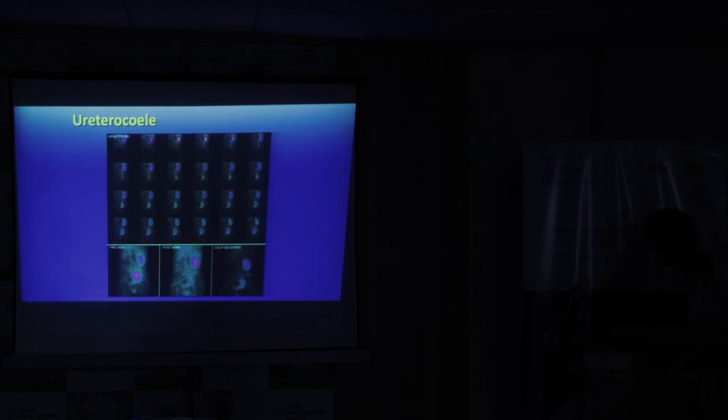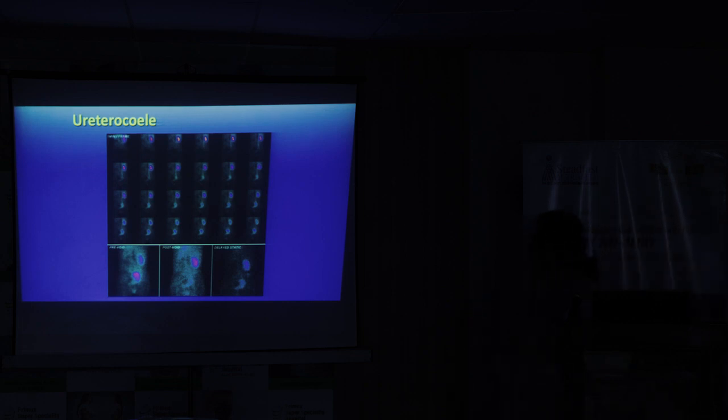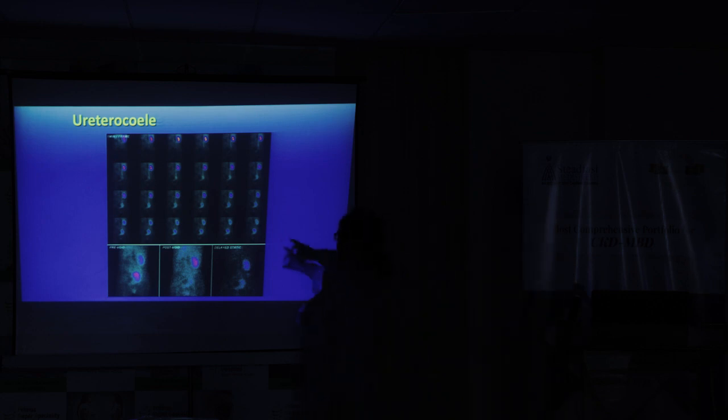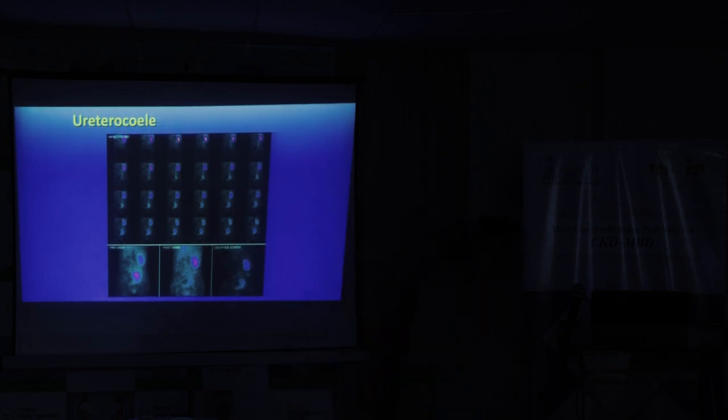So this has a very interesting name. It's called a cobra head appearance. So this is a ureterocele. You have one kidney which is a non-functioning kidney, and the other kidney which is a normal functioning kidney. But you can see something which looks like a cobra head, just close to the urinary bladder. So this is what a ureterocele looks like, and it's often called a cobra head appearance.